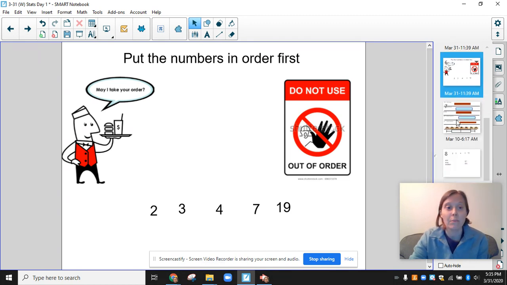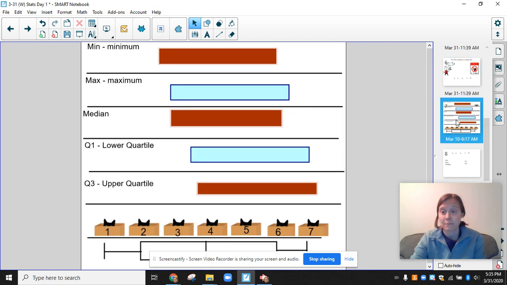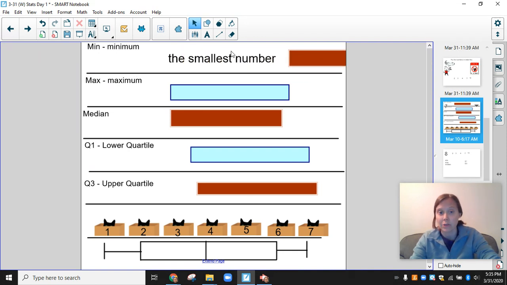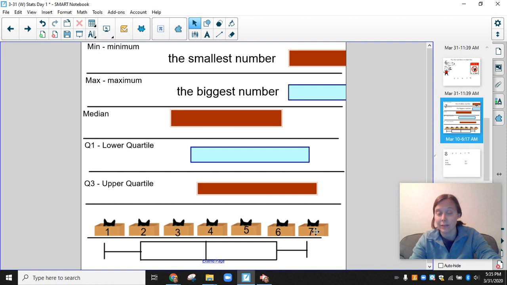And then in order to do a box plot, you need to find 5 numbers. The 5 numbers that you need to find are the min, the max, the median, Q1, and Q3. So the min makes sense. It's the smallest number. So in our set of data down here at the bottom, it's the 1. Our max is the maximum or the biggest number. So in that case, it's our 7.